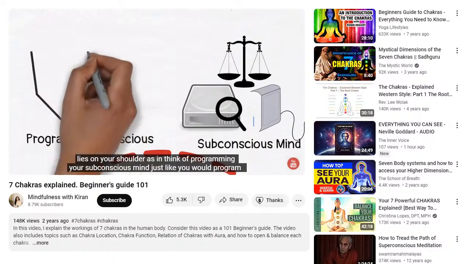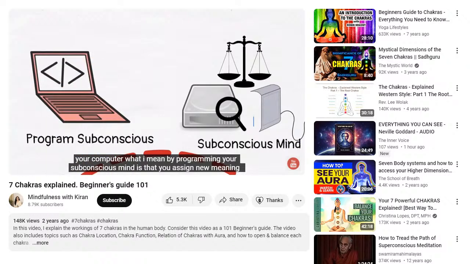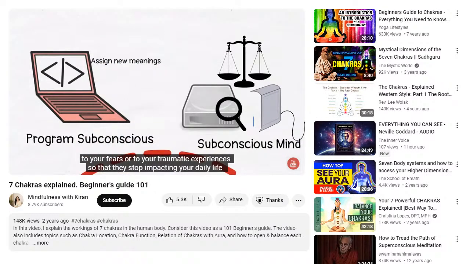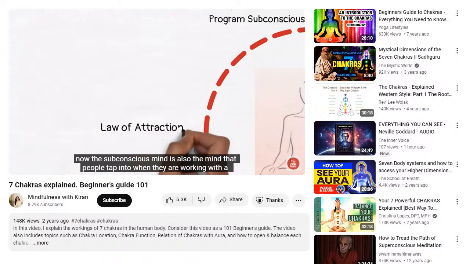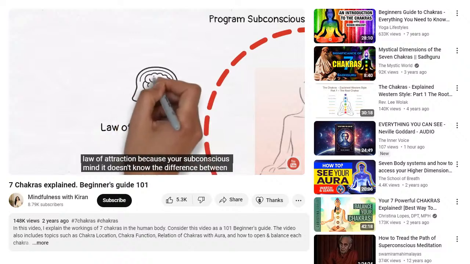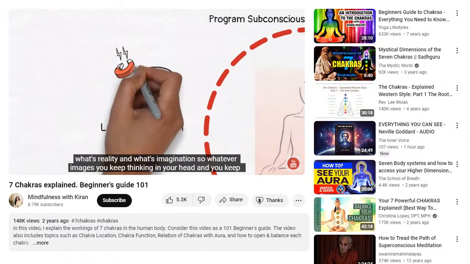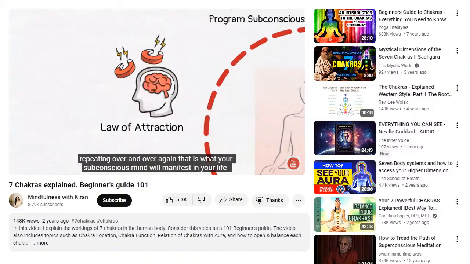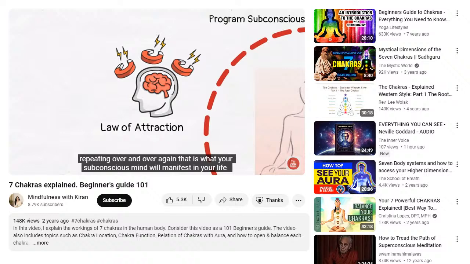Think of programming your subconscious mind just like you would program your computer. What I mean by programming your subconscious mind is that you assign new meaning to your fears or to your traumatic experiences so that they stop impacting your daily life. Now, the subconscious mind is also the mind that people tap into when they are working with the law of attraction. Because your subconscious mind doesn't know the difference between what's reality and what's imagination. So whatever images you keep thinking in your head and keep repeating over and over again, that is what your subconscious mind will manifest in your life.